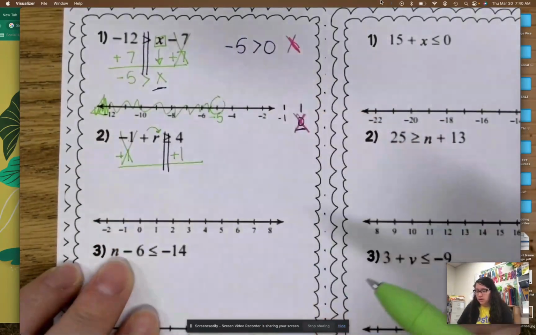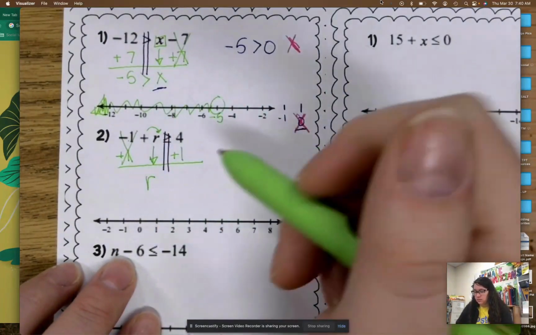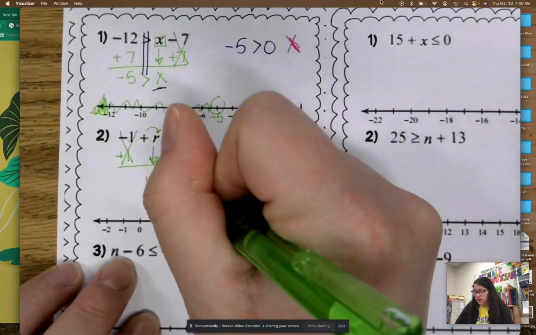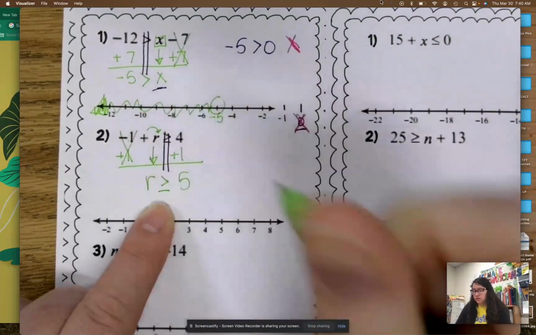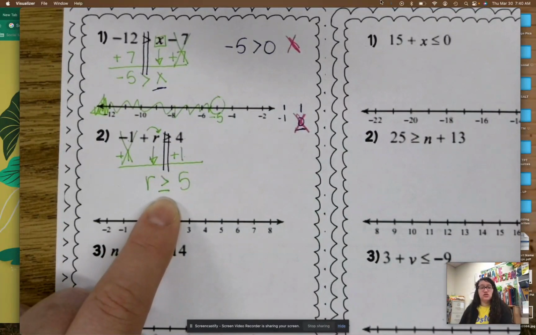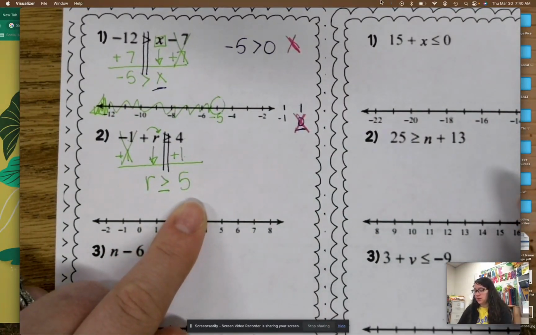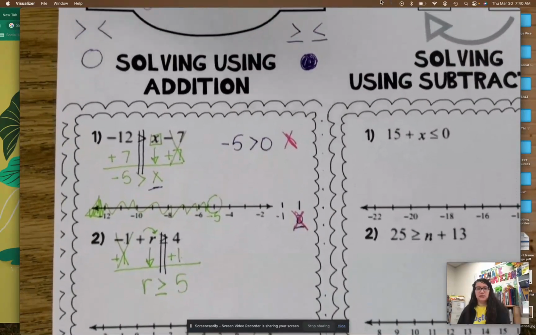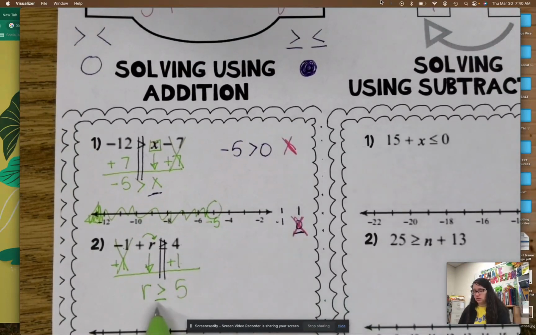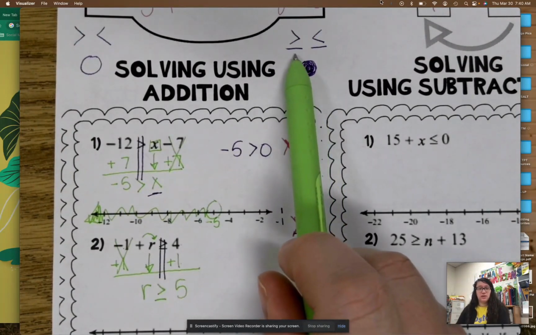So I'm going to cross those out, bring down my r. 4 plus 1 is 5. And then I got to keep my inequality sign. So I get r is greater than or equal to 5. So now here's 5 on my graph. I've got to think, is this going to be an open circle or a closed circle for this symbol? It's going to be a closed circle. It's greater than or equal to.